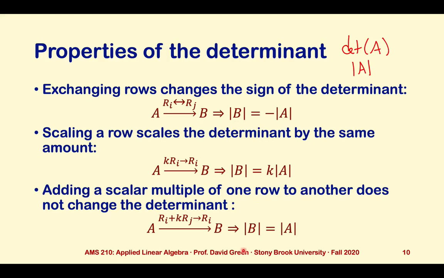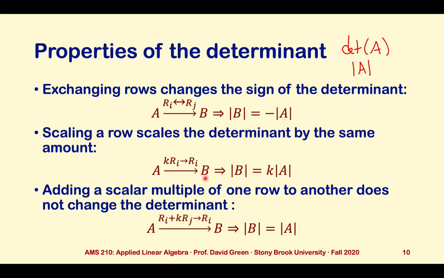This perhaps more substantial modification to a matrix, adding a scalar multiple of one row to another, doesn't change it at all. This is going to be very important because remember, the core steps of forward elimination involve repeated applications of this particular step, which won't change the determinant. This is how row operations affect determinants.